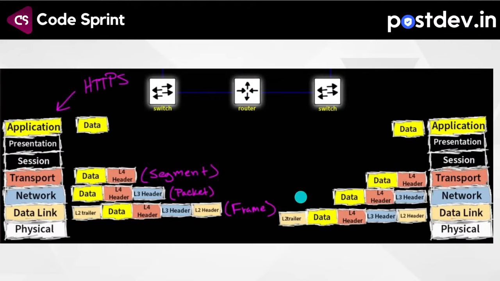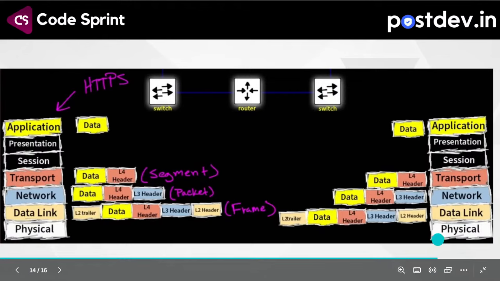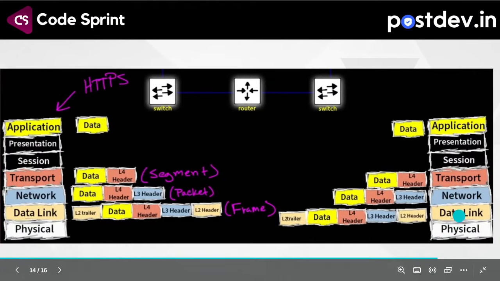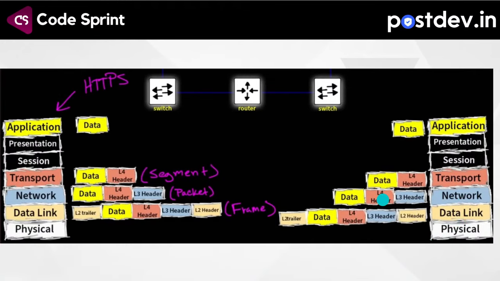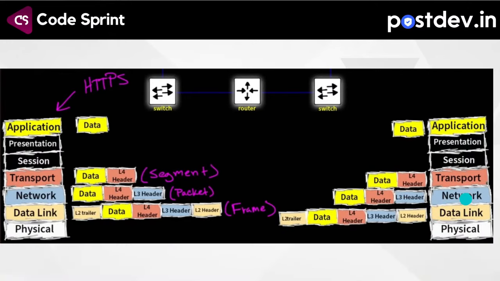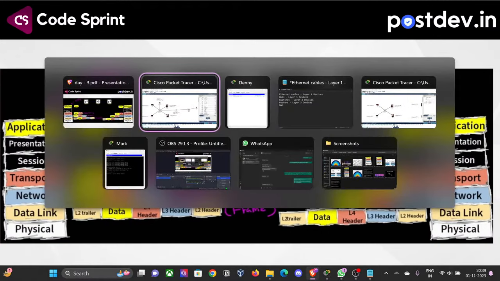And it goes through the switch and to the servers: physical connection, servers, data link layer. It encapsulates, then it decapsulates, and layer by layer, it just opens it and says, okay, these L2 headers and L2 trailers relate to me. Then it goes to the network layer, transport layer, and application layer. This is how data travels between two devices connected to the internet.